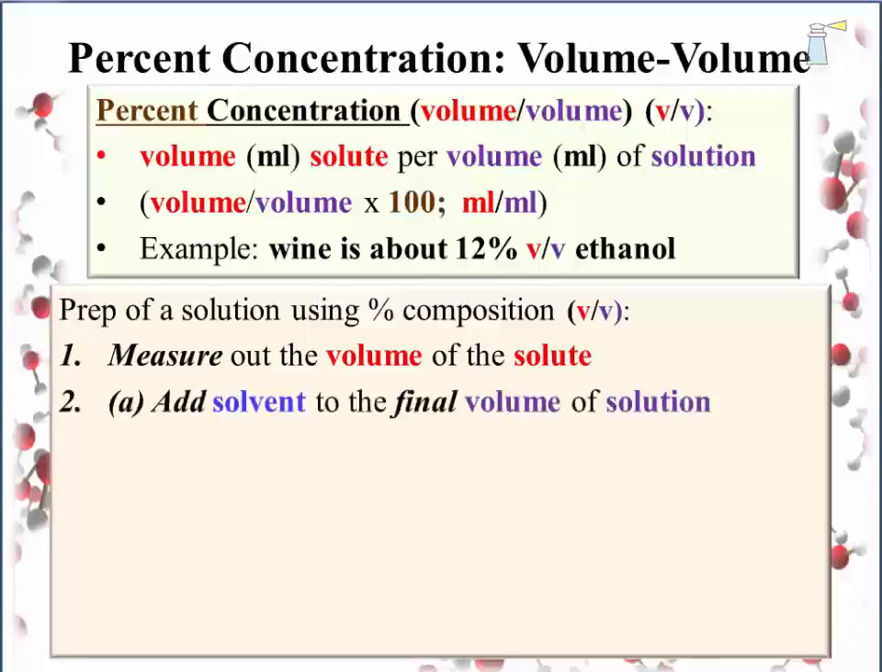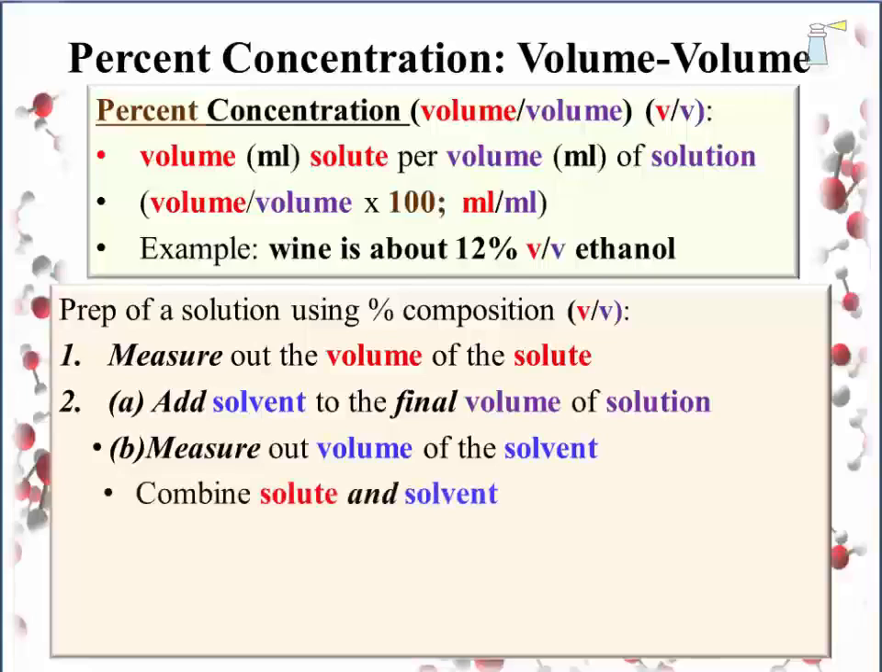The first method, and the more common method, is to add solvent to the solute until the final volume of solution is met. A second method is to separately measure out the calculated amount of solvent. The solute and solvent are combined. The underlying principle here is that the volume of solution is the same as the volume of solute plus the volume of solvent. This is the same argument that we used with weight of solution being the sum of the weights of the solute and the solvent.